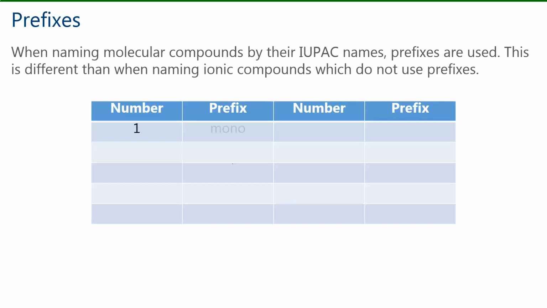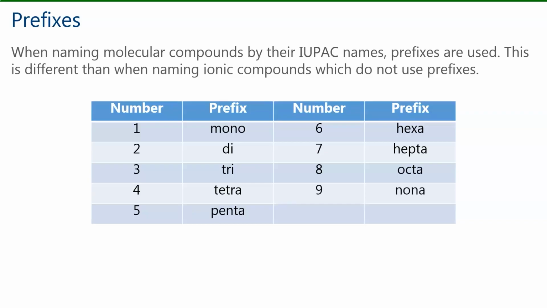So the prefix for 1 is mono, 2 is di, 3 is tri. I remember that one, like tricycle has 3 wheels. 4 is tetra. 5 is penta. 6 is hexa. 7 is hepta. 8 is octa, like an octopus has 8 legs. 9 is nona, and 10 is deca.